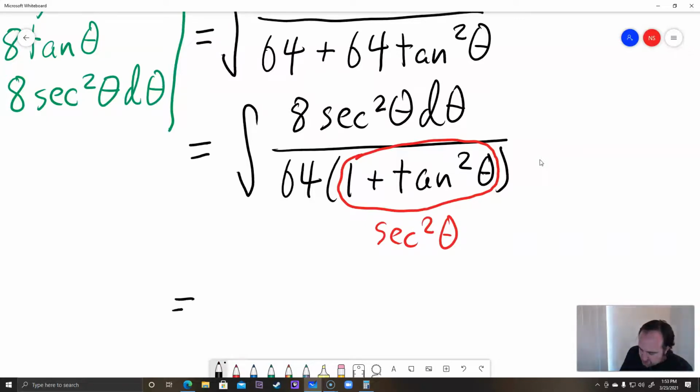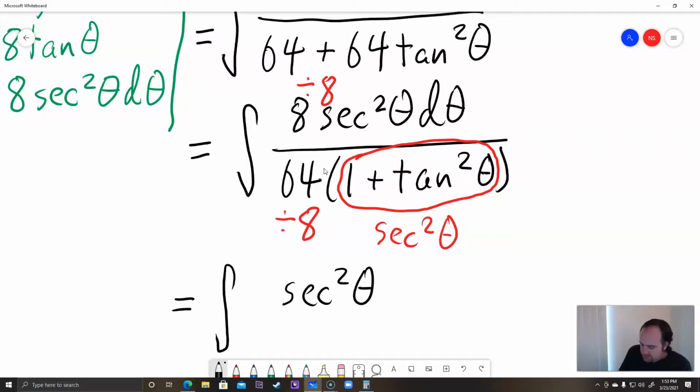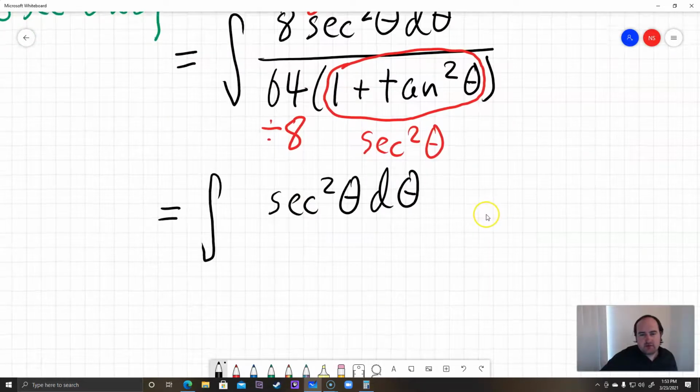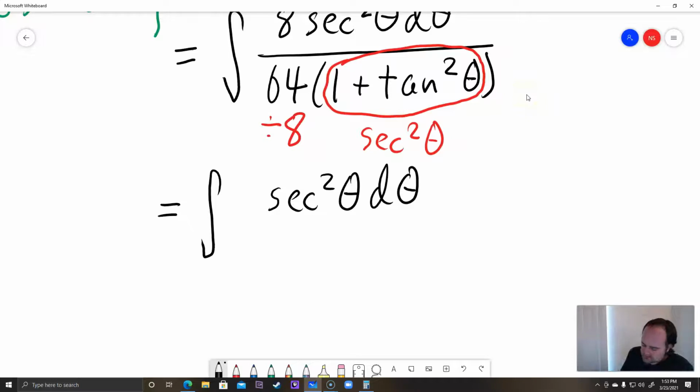Okay, so what we have here is with the 8 and the 64 on the top and the bottom, we can divide those. We can divide the top and the bottom by 8. Okay, so on the top we're just going to have secant squared of theta d theta. And then on the bottom, we're going to have 64 divided by 8, which is 8. Okay, and then also on the bottom, the 1 plus tangent squared of theta becomes secant squared of theta.